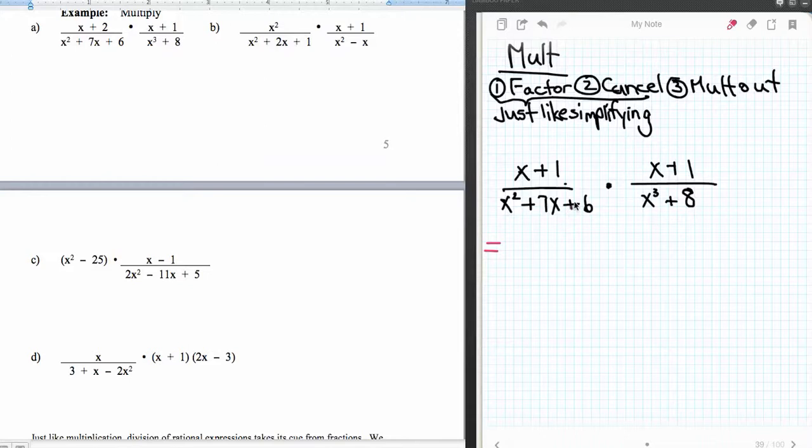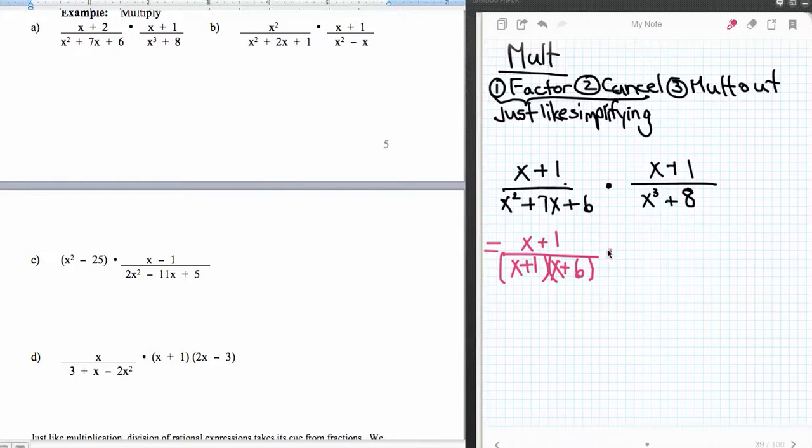So first of all, we want to factor. The numerator of this first one does not factor, so I simply copy it, x plus 1. And then the denominator, x squared plus 7x plus 6: the factors of 6 that sum to 7. So we have an x with a 1 and an x with a 6. And they're both going to be pluses because they're summing and the middle term's sign is positive.